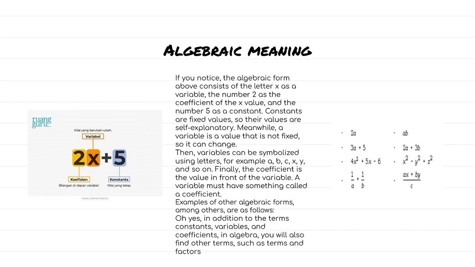Examples of other algebraic forms are as follows: 2a, 3a plus 5, 4x squared plus 5x minus 6, 1 divided by a plus 1 divided by b, ab, 2a plus 3b, x squared minus y squared plus z squared, ax plus by divided by c. Oh yes, in addition to the terms constant, variable, and coefficient, in algebra you will also find other terms such as term and factors.